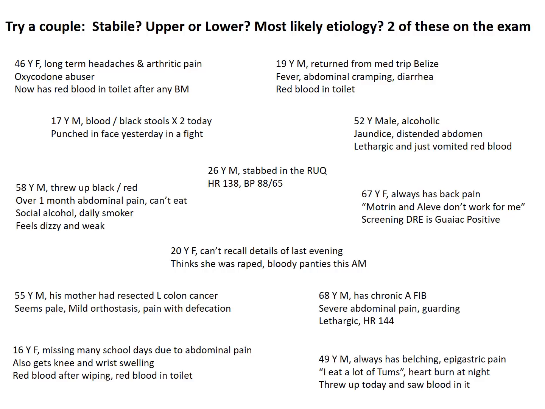So go through these. I think you could have a lot of discussion on each one of these in terms of what do you think is going on, but try to keep it simple. Again, just think, patient stable, yes or no? Do you think it's upper or lower GI tract bleeding? And then based on it being upper or lower, what do you think is the most likely etiology? And again, I'll put a couple of these on exam 4.